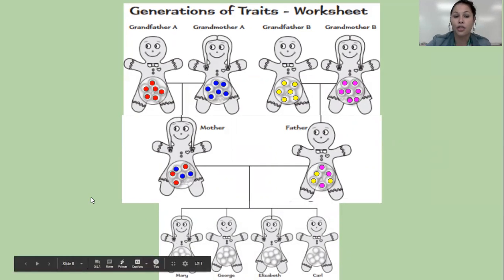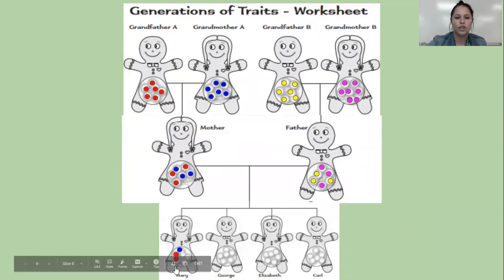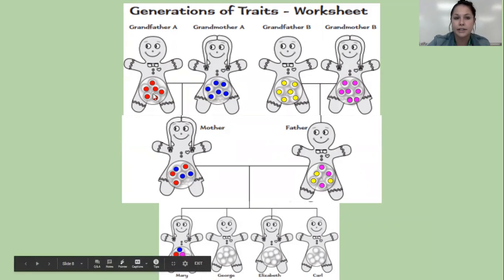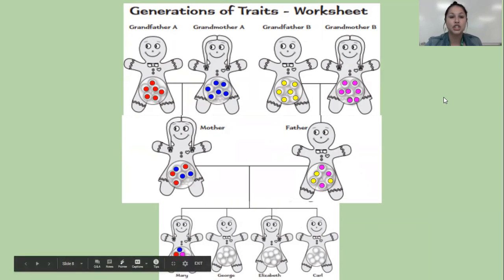Mary got 3 traits from mother. So she's going to get either red or blue traits from mother. Let's see how many she got. Ooh, she got 2 red and 1 blue from mother. Now she's going to get some traits from father. She got 2 purple and 1 yellow. So all of her traits came from her grandparents through her mother and father, and these are all the traits that she received from her parents and grandparents.